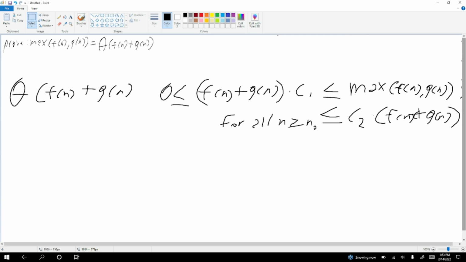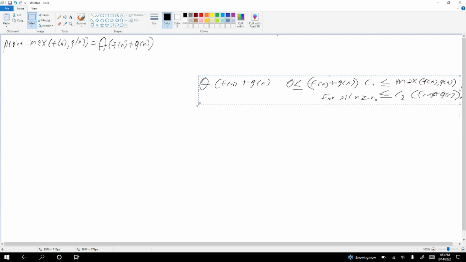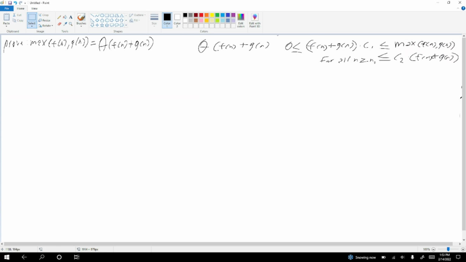So I'm going to move that away and put it up there, small. Perfect. If we can find three values, C1, C2, and n0, where they're all valid and this all works, then we've proved that the max of two functions f of n and g of n is theta of f of n plus g of n. So let's try to do that.